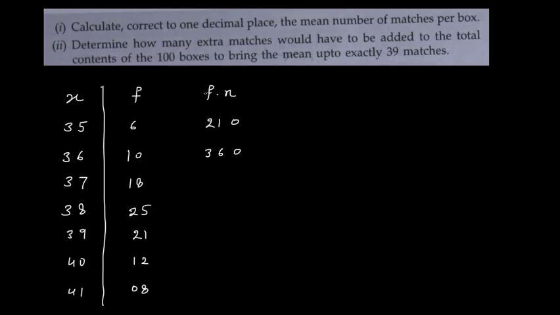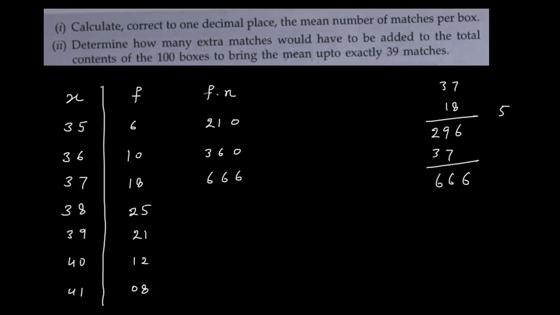Then 36 into 10, it is 360. 37 into 18, so here 37 multiplied by 18, 8 7s are 56, 5 carry, 8 3s are 24, 24 plus 5, 29, 1 into 7, it is 7, 1 into 3, it is 3. So this is 666.